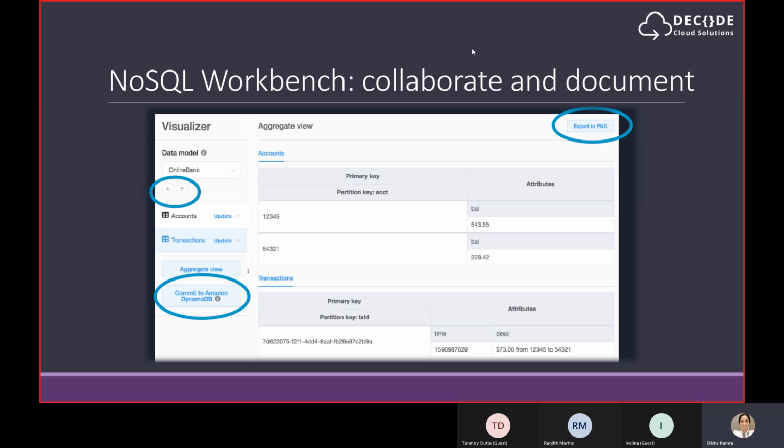Finally, the export to PNG button allows us to easily snapshot the various views of our example data through our indexes. And this is terrific for demonstration and documentation.